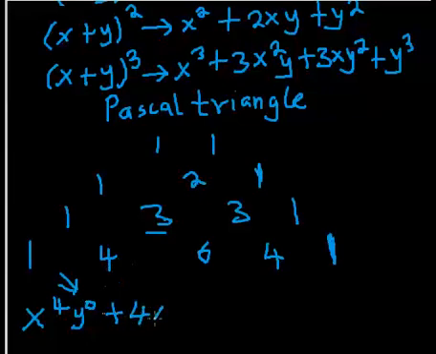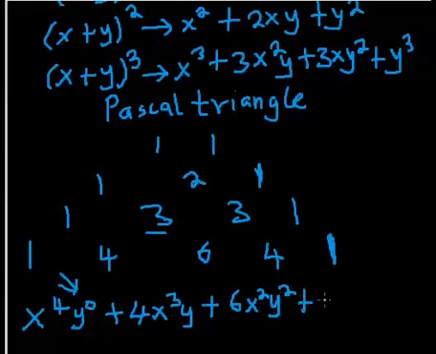Then x was 4, x reduces to 3. Then y increases by 1, y raised to power 1, which is simply y, plus the next coefficient is 6. Then x now is reducing to 2. Then y will increase to 2. All right, then plus the next coefficient is 4. This time around, x reduces to 1, y increases to 3. Now the last but not the least, the next coefficient is 1.